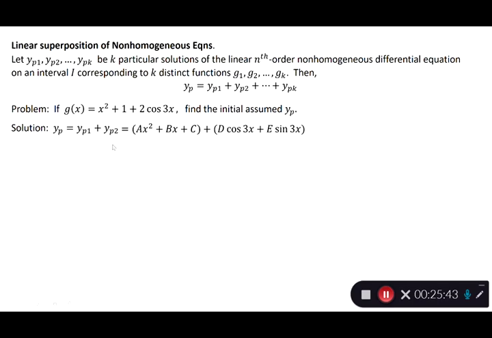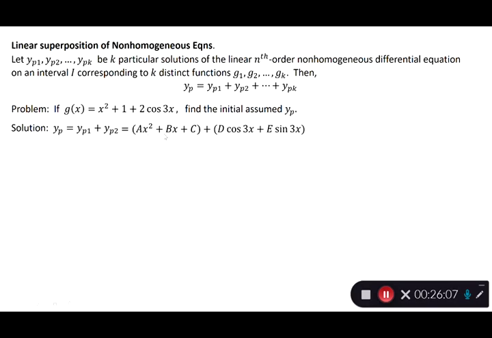Now, corresponding to x squared plus 1, which is a second degree polynomial, we will say ax squared plus bx plus c. That's the assumed one, right? Now, similarly, this is a constant, a first degree polynomial or 0th degree polynomial times cosine 3x. Corresponding to that, we will say d cosine 3x plus e sine 3x.